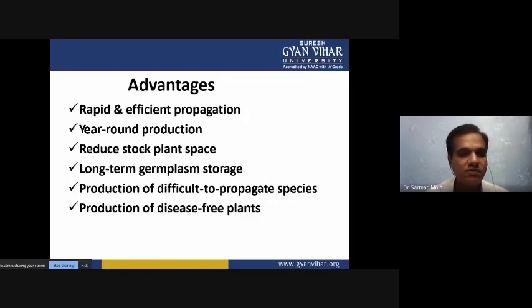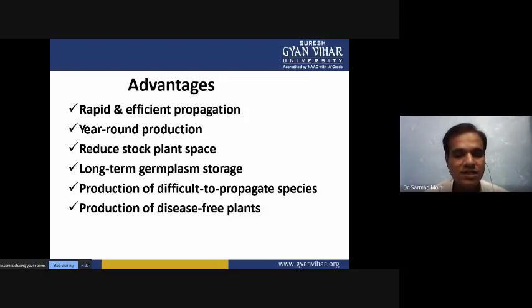Then long-term germplasm storage can also be done when you have callus or propagating plants. So you can directly add a cryoprotectant and put it into germplasm storage conditions, and from 100 to 1000 years you can keep this germplasm, and after that you can culture it again and propagate it into healthy plants. Then, production of difficult-to-propagate species or ornamental or medicinally important plants.